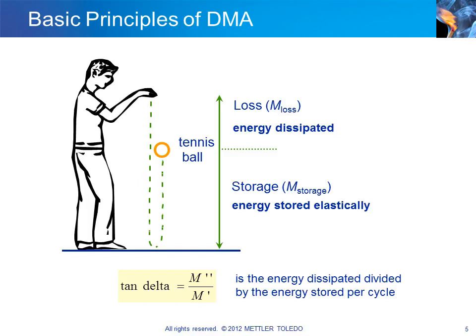In contrast, in an ideal viscous liquid in which the molecules are free to move, no energy is stored and the energy is converted to heat. The behavior of viscoelastic materials is characterized by loss and storage components. These and other quantities can be determined by DMA measurements.